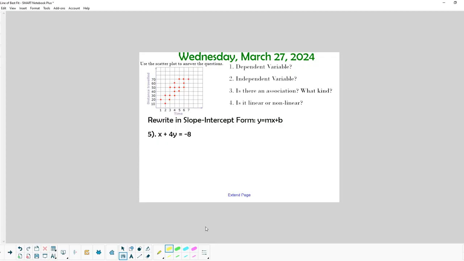Today we're going to do a few bell work problems, and then we're going to talk about how we can use scatter plots in a better way using what we call a line of best fit. So first of all, on this scatter plot, we're going to answer a few questions. What is the dependent variable? Well, the dependent variable is the y value, so that's the distance traveled.